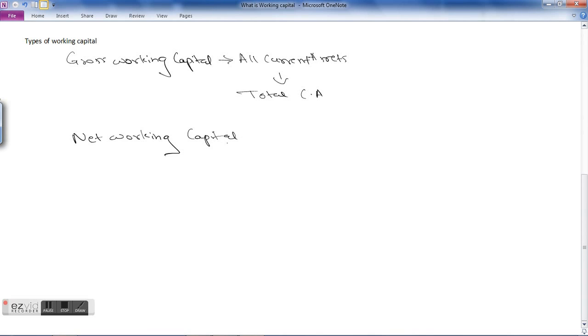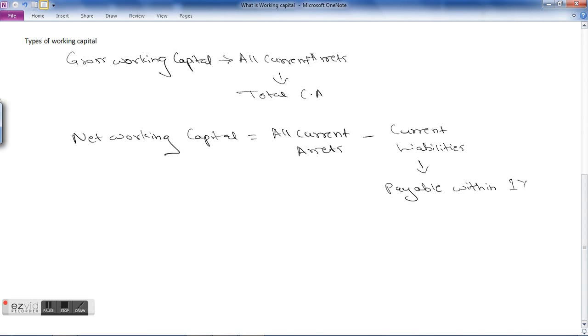The term net working capital refers to the excess of total current assets over total current liabilities. It may be noted that current liabilities refer to those liabilities which are payable within 1 year. So net working capital is all current assets minus current liabilities. Now current liabilities means liabilities that are payable within the period of 1 year. All these are current liabilities.